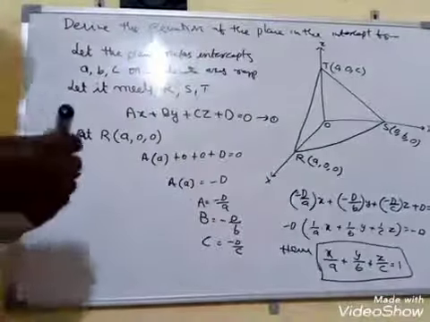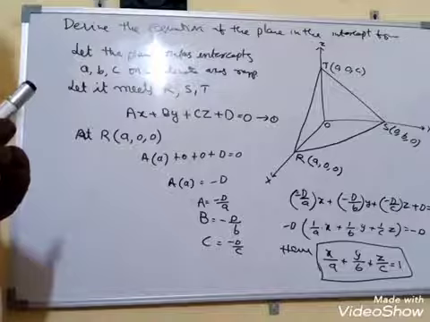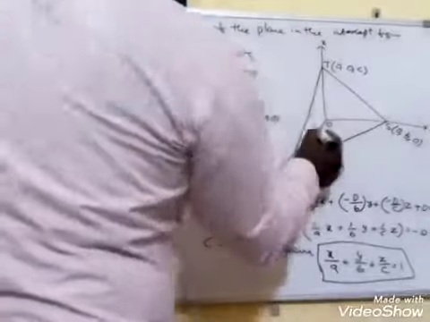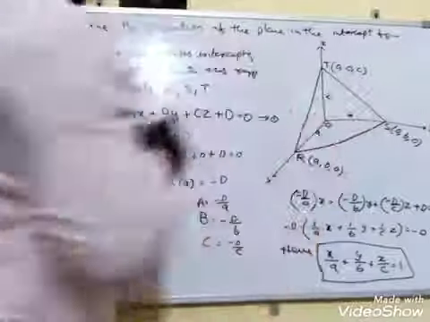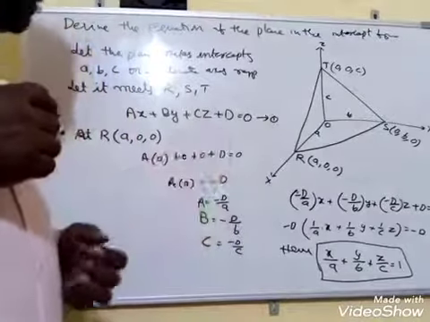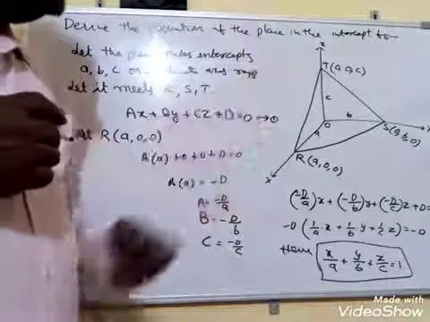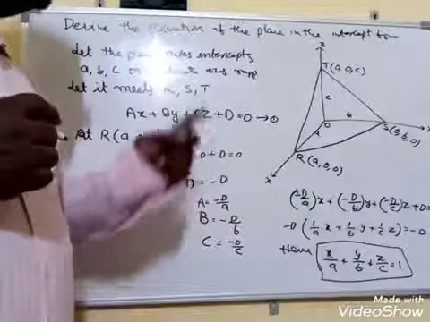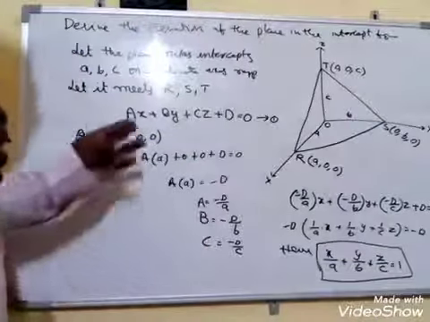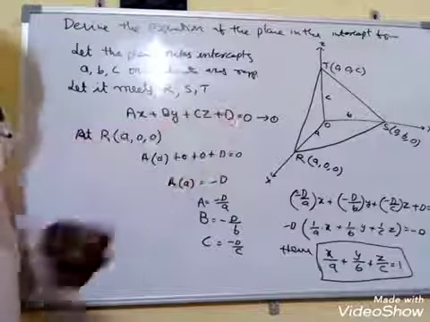Once again I am going to discuss this. Derive the equation of the plane in the intercept form. Let the plane make intercepts of a, b and c on the coordinate axes. Let it meet the coordinate axes at R, S, T respectively. Then R is (a,0,0), S is (0,b,0) and T is (0,0,c). These are the points. Now, the equation of the plane in the normal form is ax + by + cz + d = 0.